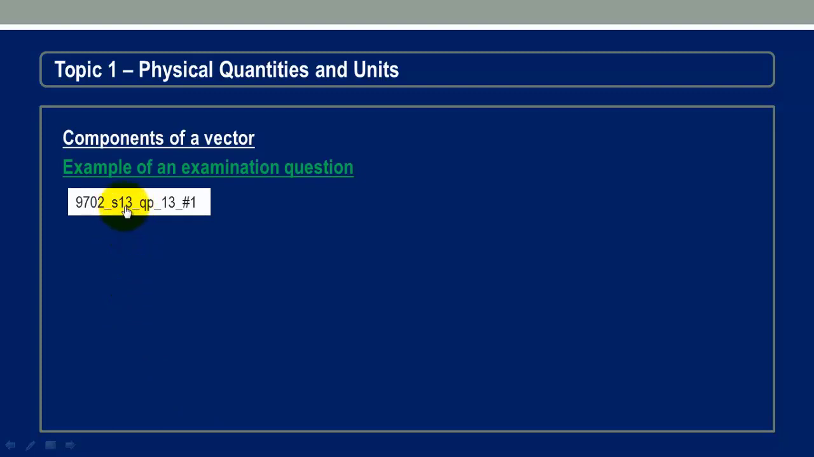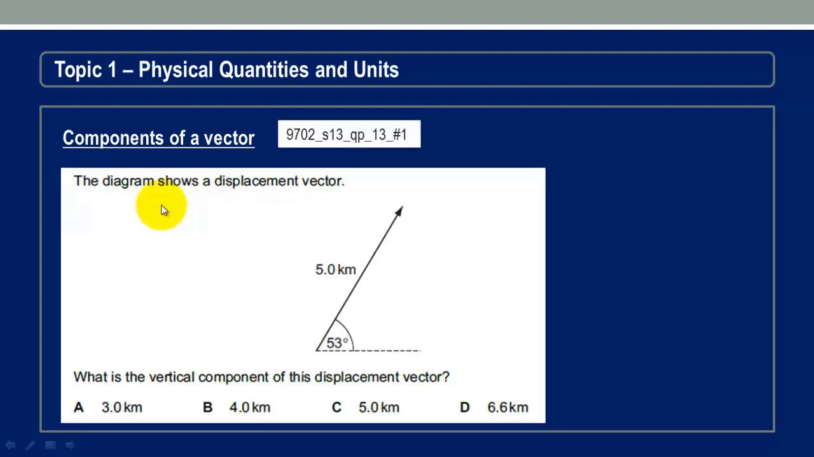This is in the year 2013, question paper 1, variant 3, number 1. In this question, we are told that the diagram shows a displacement vector, 5.0 kilometers, in this direction. What is the vertical component of this displacement vector?